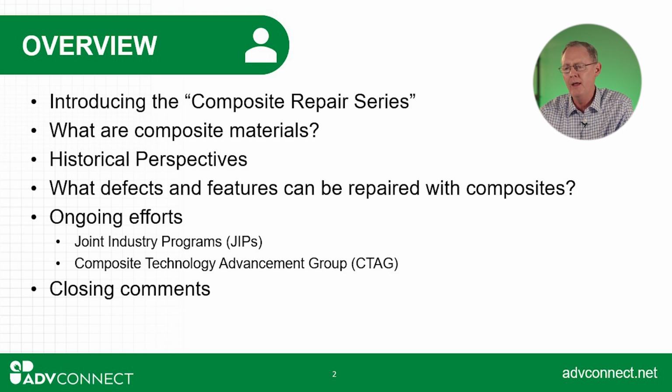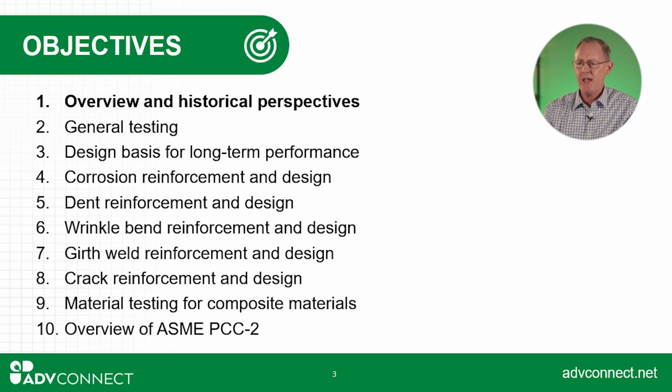So we'll talk a little bit about joint industry programs that we call JIPs, and then we'll talk about a kind of a user group we put together called the Composite Technology Advancement Group, or CTAG. I really like acronyms, so anytime I can make an acronym out of anything, I'm going to do that. And then we'll kind of wrap up with some closing comments. So this is kind of a list of all the things that we're going to talk about.